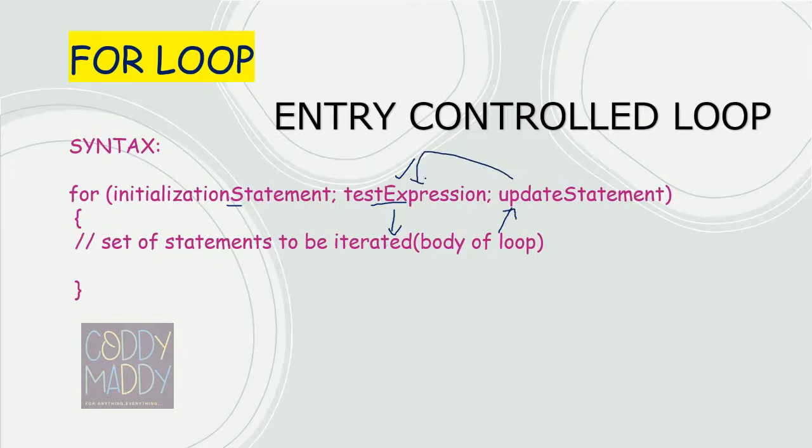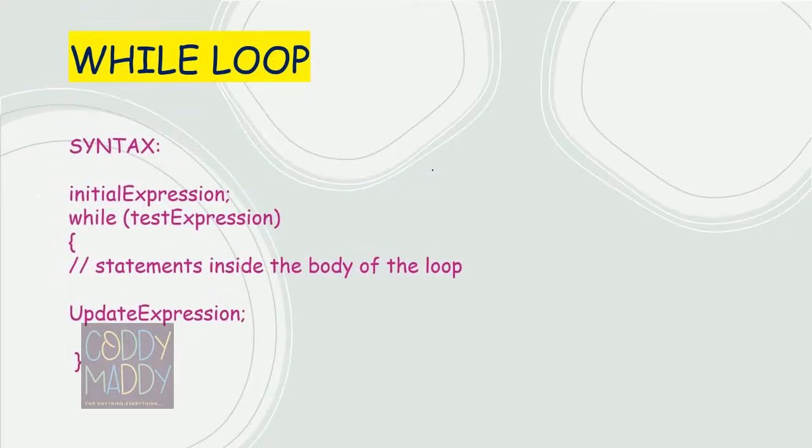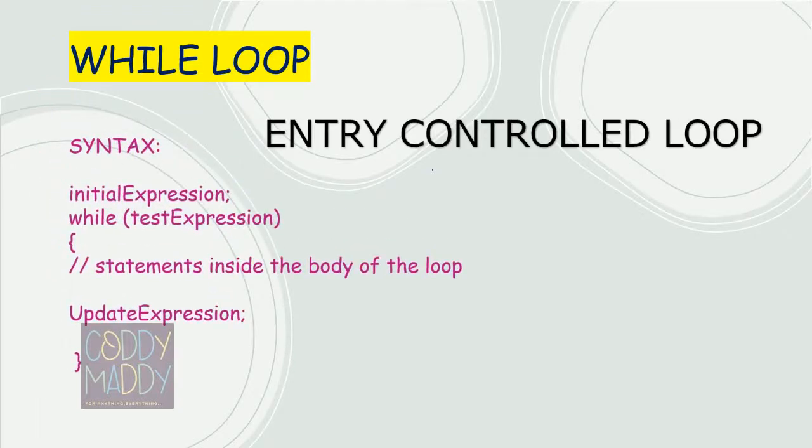Looking at the while loop in C, the while loop is also an entry control loop. In the syntax, first there is the initial expression, then the while keyword followed by round braces containing the test condition, and only then the body of the loop. So we can conclude this is an entry control loop. Within the body of the loop you give the update expression, which is usually given as the last statement within the body of the loop.